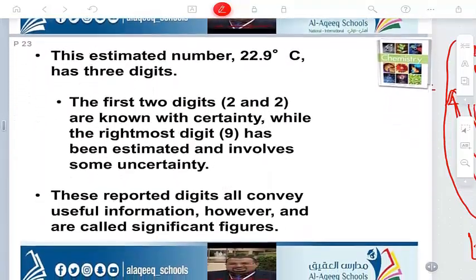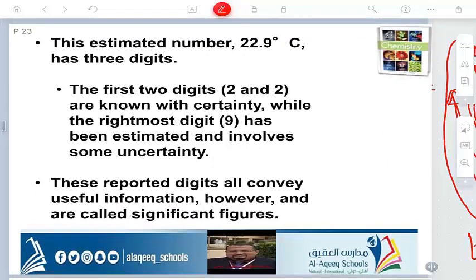To identify the significant figures, 22.9 degrees Celsius is estimated in 3 digits: 1, 2, 3. The first 2 digits, which is 22, are known as certain values, while the rightmost digit, which is the number after the decimal, 9, has been estimated and involves uncertainty. Not certain, and you are not sure about that.